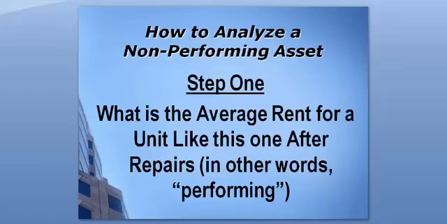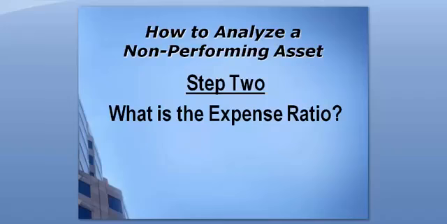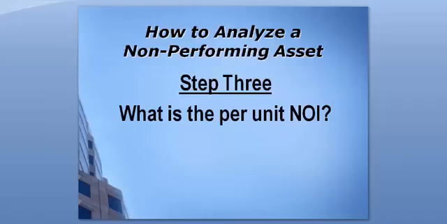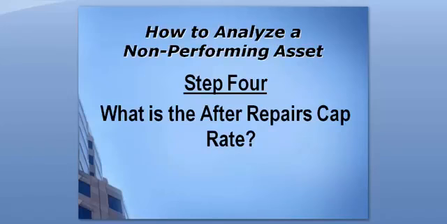Now, the next thing we're going to take into consideration is the expense ratio. Now, the expense ratio, if it's an all bills paid property, we're looking at 60 to 65%. If it's a tenant paid utility, let's use 50% as our expense ratio. Then what we need to know is, what is the per unit net operating income? I'm going to show you how to do that, folks. Some of you are probably thinking to yourself, this is easy. Some of you are thinking, oh my gosh, I'm going to need some help with this. Well, okay, fine. If you're going to need help, that's what I'm here for. And then finally, step 4 is, what is the after repairs cap rate?